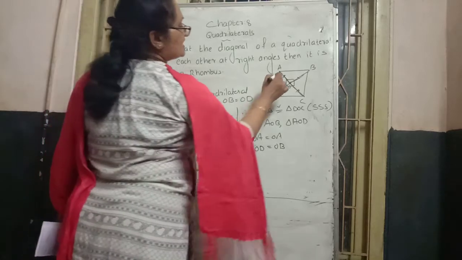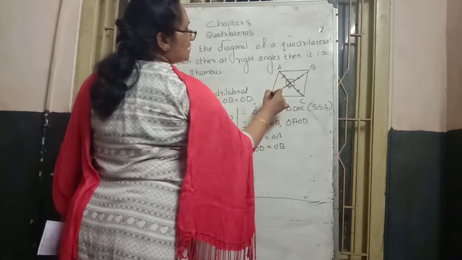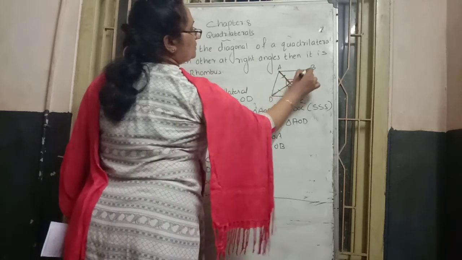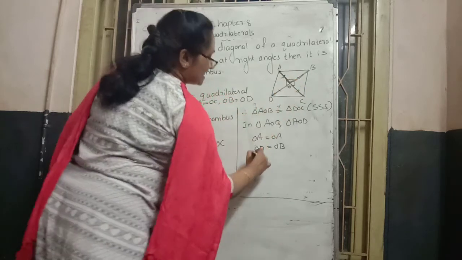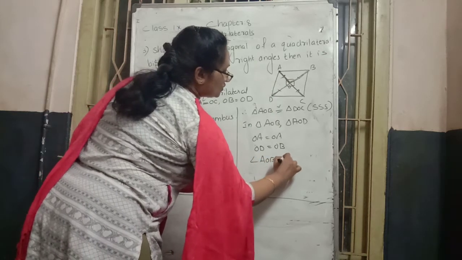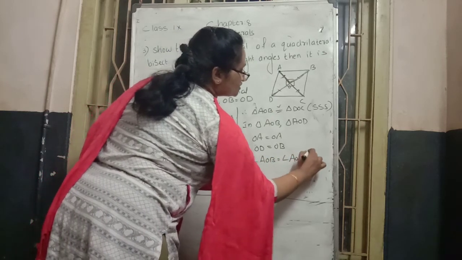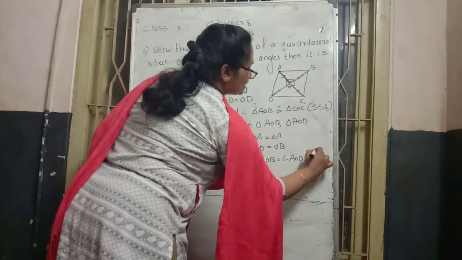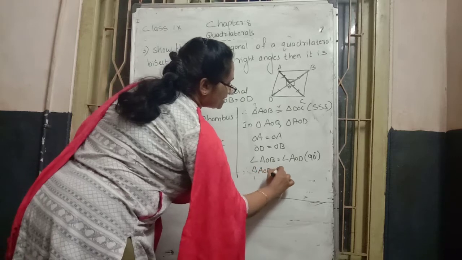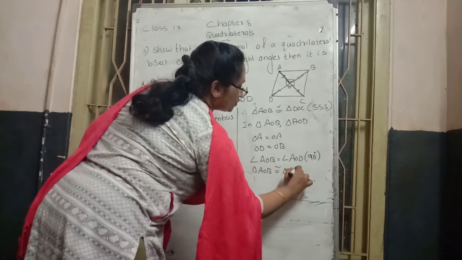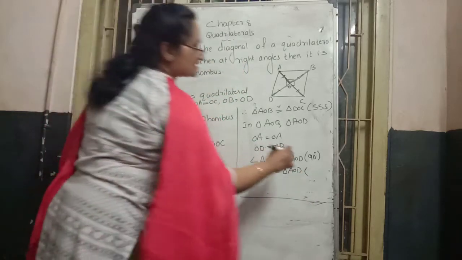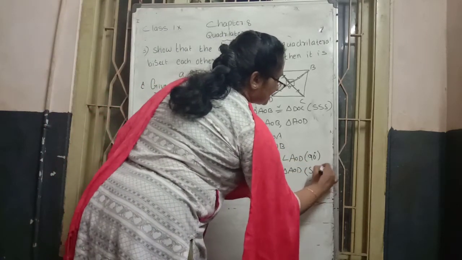Next, what can we say? They make an equal angle. How many degrees in the center? 90 degrees. Angles AOB and AOD are 90 degrees. Angle AOB is equal to angle AOD, and how many degrees do they make? 90 degrees. Therefore, triangle AOB is congruent to triangle AOD by which property? Two sides and one angle represent the SAS property.